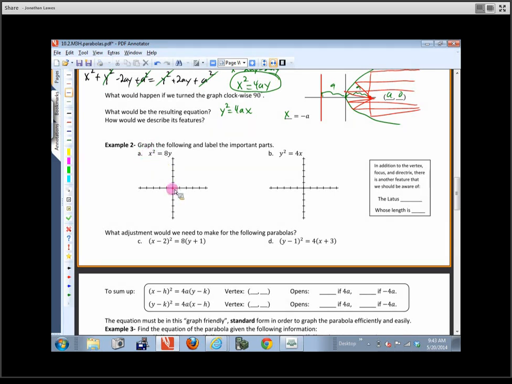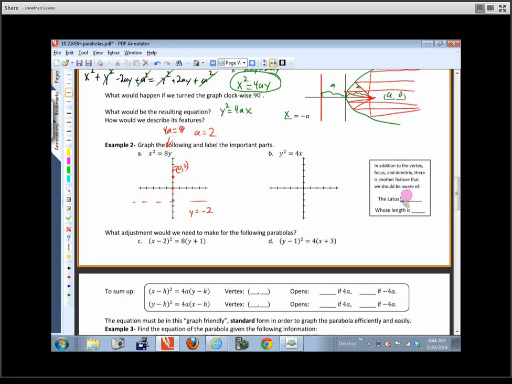It has a vertex at 0, 0 at the origin. And this thing right here has to be 4a. So if 4a is the same as 8, what does that mean a is? That means a is 2. So we're expecting a parabola that opens up. I'm going to go 2 units up right there. That's where the focus is. I'm going to go 2 units down right there. That's where the directrix is. I'm going to label this as y equals negative 2, and I'm going to label the focus as 0, 2.